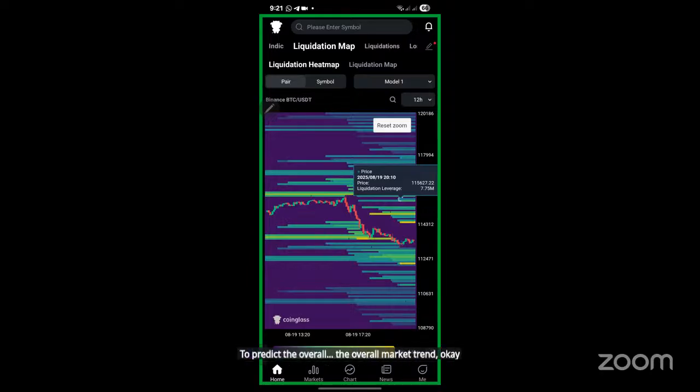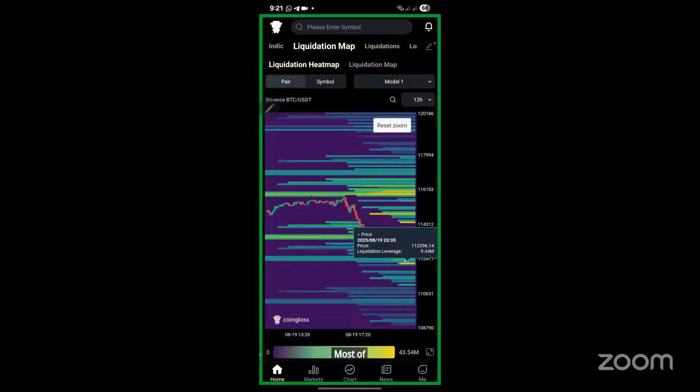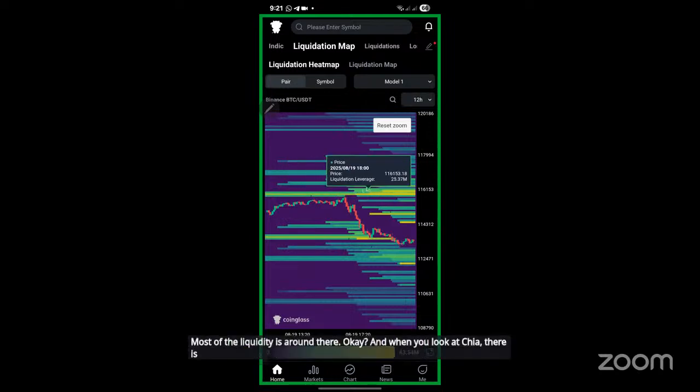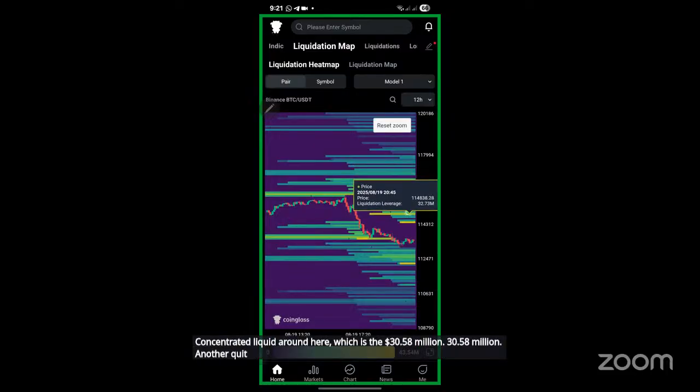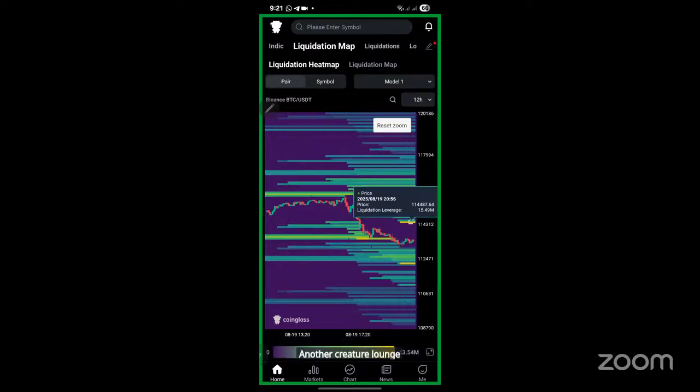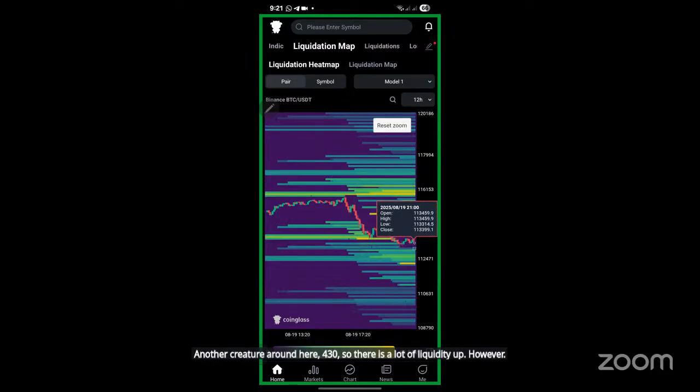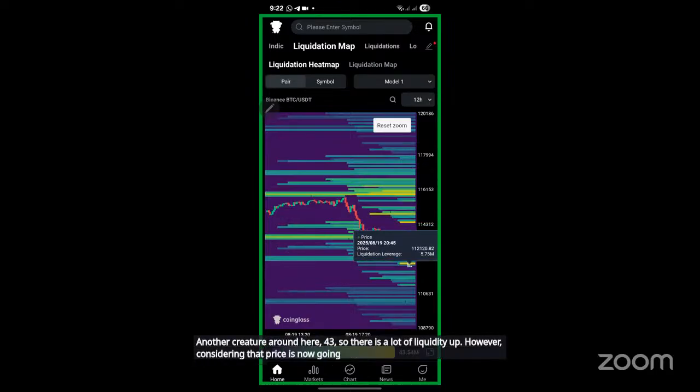Now, I can use the liquidation map to predict the overall market trend. Okay, but now the market is going down. Reason being, most of the liquidity is around there. When you look here, there is concentrated liquidity around this area, which is 30.58 million. Another liquidity around here, 24. Another liquidity around here, 43. So there is a lot of liquidity up. However, you can see that price is now going to fetch the first liquidity here.